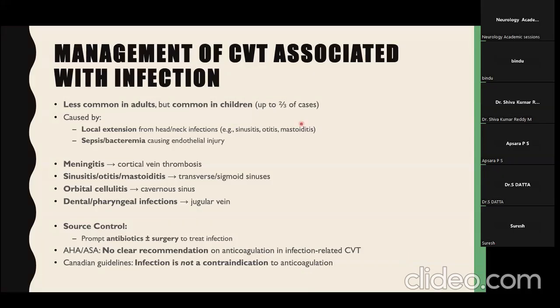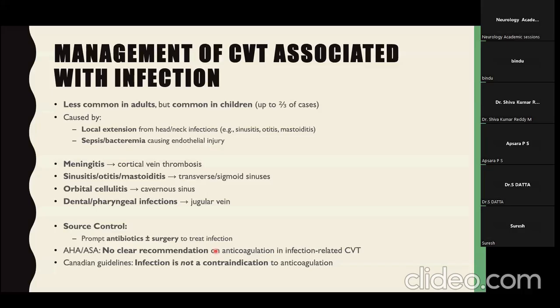Management of CVT associated with infection: it is mainly treated with antibiotics and surgical drainage if needed. Here, you should be describing mainly the cavernous sinus, which is totally different. Infections based on different locations can cause venous thrombosis. In the AHA and ASA guidelines, there are no clear recommendations for anticoagulation in infection-related CVTs, but there is no contraindication. Cavernous sinus thrombosis varies in etiology, unlike other venous thromboses. Infection is the most common situation.